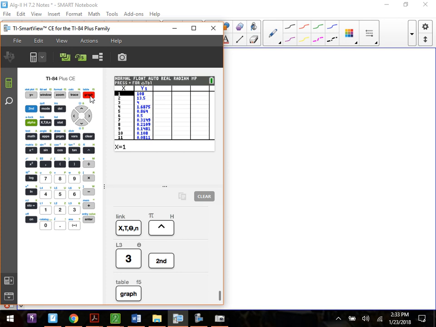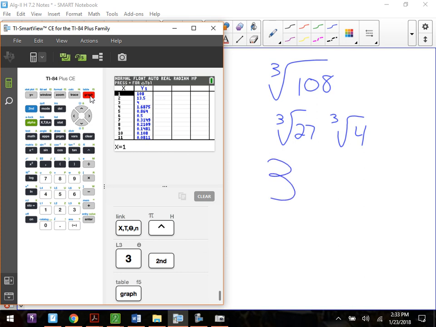In this case, where is it at? 3 and 4. So that means that a simplified value of the cube root of 108 was 27 times the cube root of 4, because 3 cubed is 27. So your answer would have been 3 cube root 4.